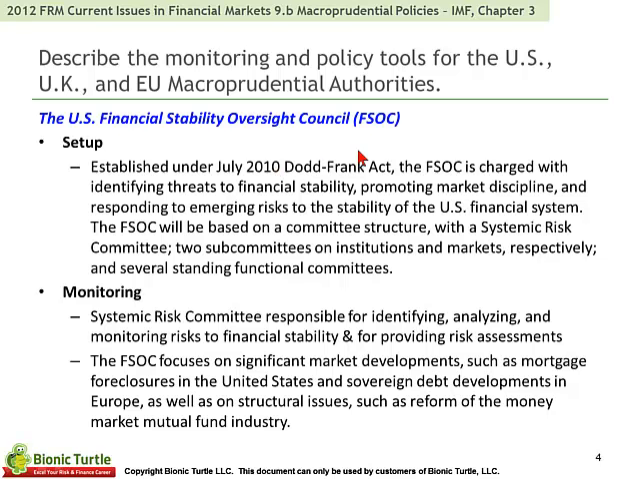some of the entities that could provide oversight or protection against systemic risk. First, the U.S. Financial Stability Oversight Council, FSOC, established under the Dodd-Frank Act and charged with identifying threats to financial stability, promoting market discipline, and responding to emerging risks to the stability of the U.S. financial system. And that FSOC would have a committee structure, including a systemic risk committee.